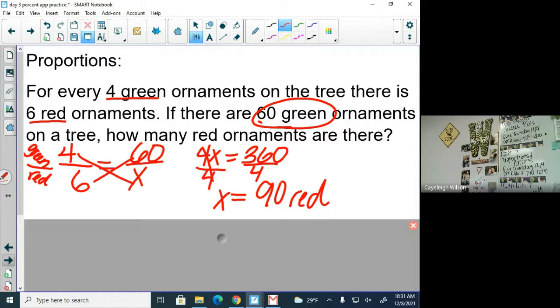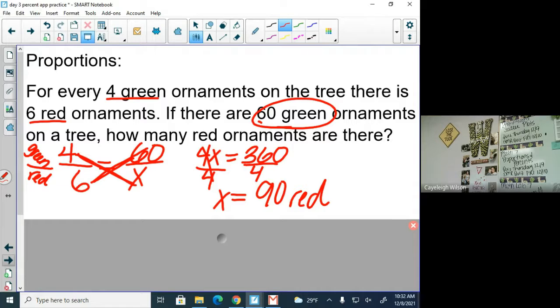When we cross multiply, 4 times x is 4x. 6 times 60 is 360. And then divide by 4. Same way that you saw the percent proportion, but it doesn't have one this time. That's what I was just saying, that this one is just a regular proportion.